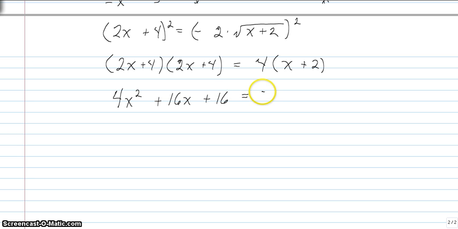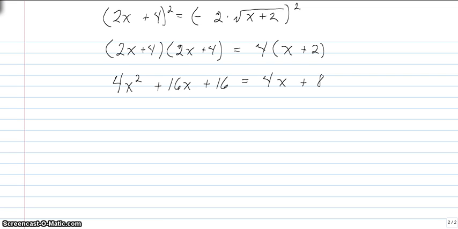And on the right side, if I distribute the 4, I get 4x plus 8. And this is a quadratic, so I want to have this equation equal to 0. So I'm going to subtract 4x and 8 on both sides. So what I've got is 4x squared plus 12x plus 8 equal to 0.